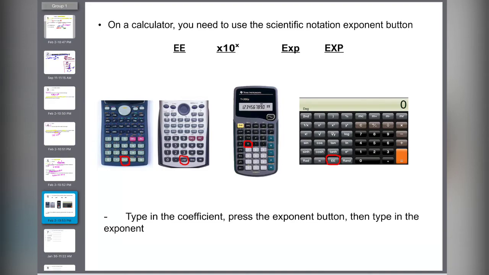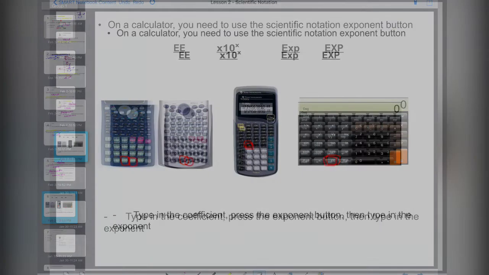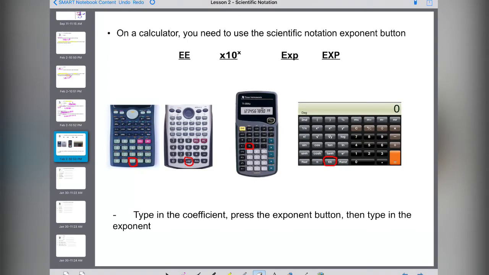Okay, sometimes your phone has a calculator app. And if you turn your phone sideways, these things will show up too. So we're going to talk about how to use them. Hopefully we're able to do. So let's go through an example. So remember, it's either EE, times 10 to the little x at the top, EXP, or the capital EXP.